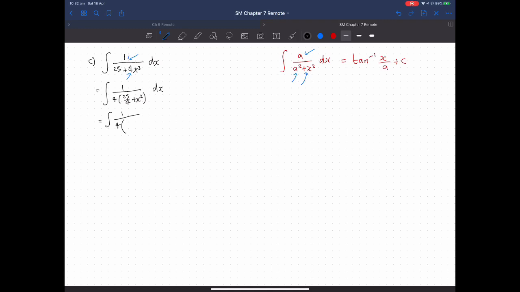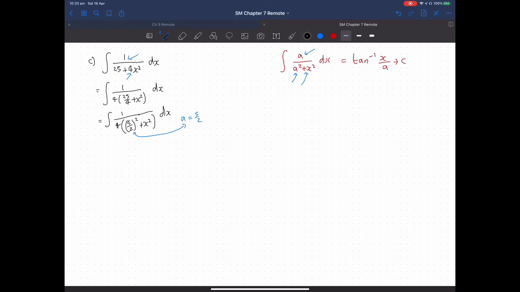So what we have is the integral of 1 on 4. What number do we square to give ourselves 25 on 4? That number is 5 on 2, so it's 5 on 2 all squared plus x squared dx. So at this point, we know a will equal 5 on 2 because it is that number which is being squared.